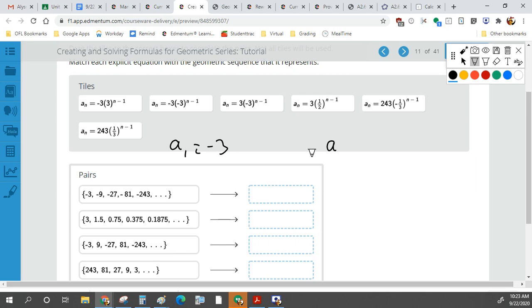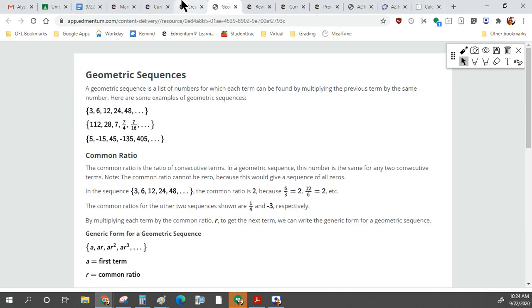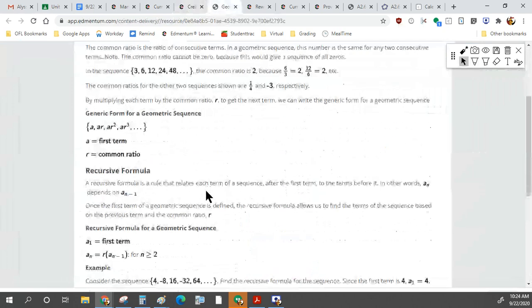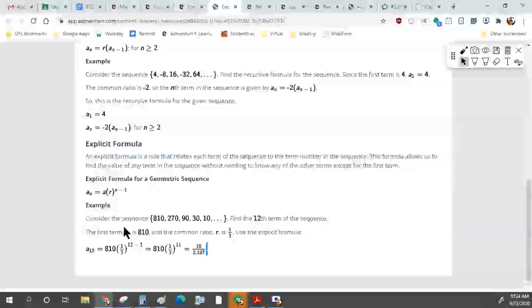So the way you write an explicit function, you always do your starting term as a sub 1, and then you're going to do your common ratio. I'm going to call it R. I think that's what that one sheet called it. Yep, they call it R, common ratio. So I'm going to try to use this formula a lot. That way you guys can understand it.